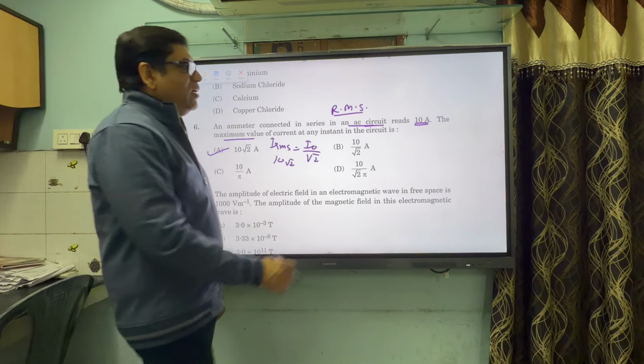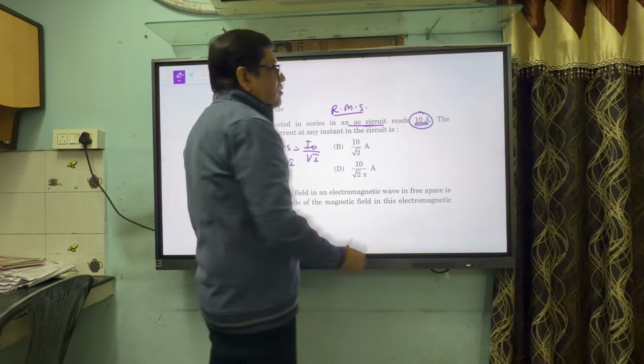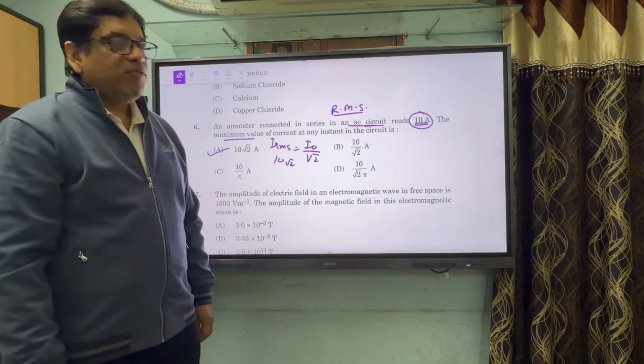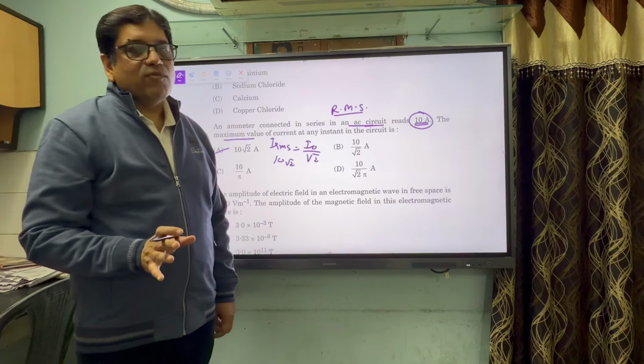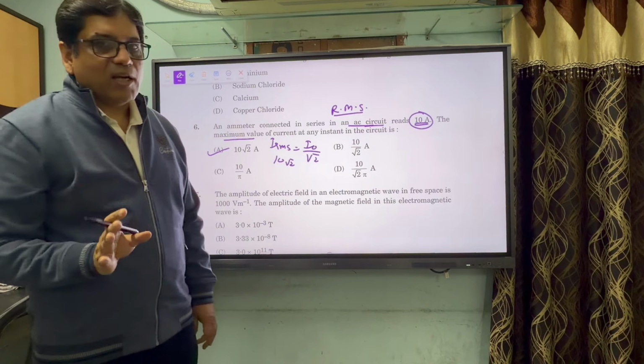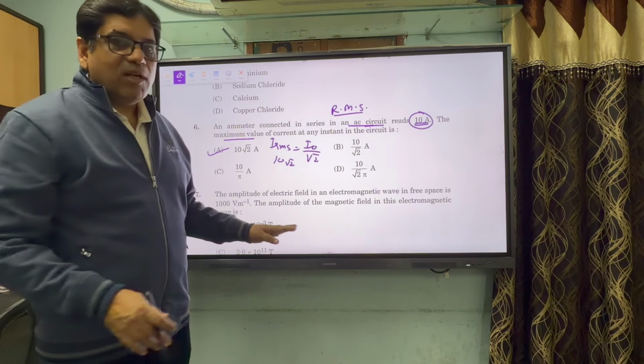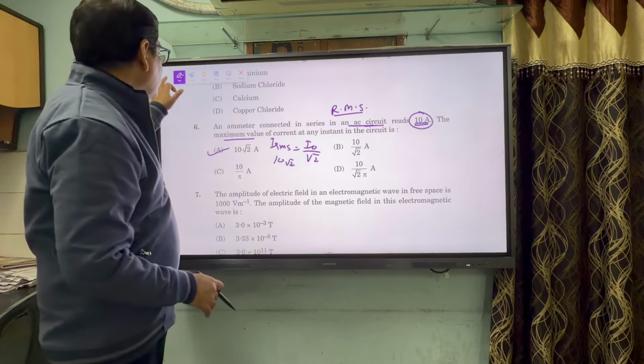Whenever any current or voltage value is given for an AC circuit without any description, we always understand that it is the RMS value, not the peak value. If it is the peak value, it will be clearly mentioned that it is the peak value.